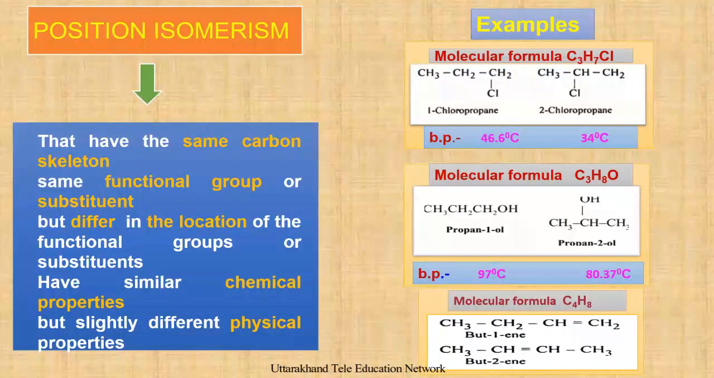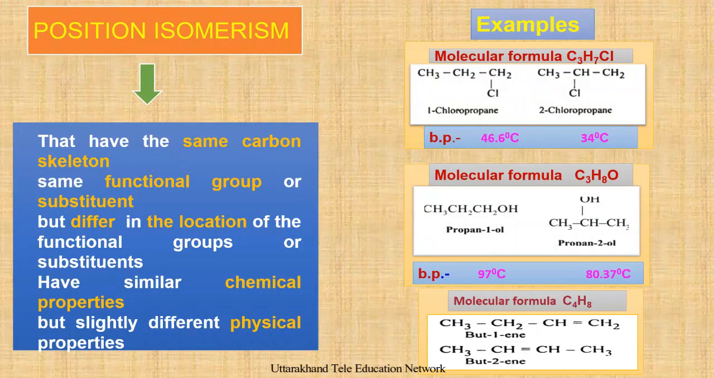And second is positional isomerism. Two or more compounds with the same molecular formula, but which differ in position of side chain, substituent atom, functional group, double bond, triple bond, etc. on the parent chain are known as positional isomers, and the phenomenon is termed positional isomerism. These isomers have similar chemical properties but slightly different physical properties. For example, 1-chloropropane and 2-chloropropane are positional isomers with the molecular formula C3H7Cl. These isomers arise due to difference in the position of the chloro group on the main chain.